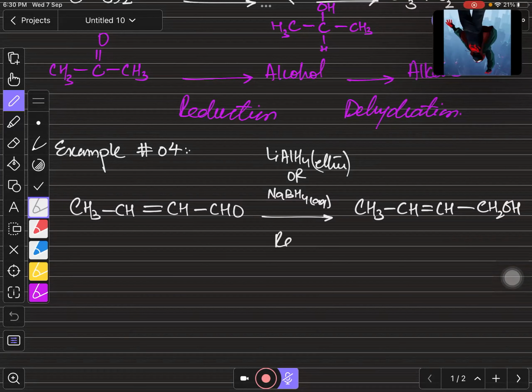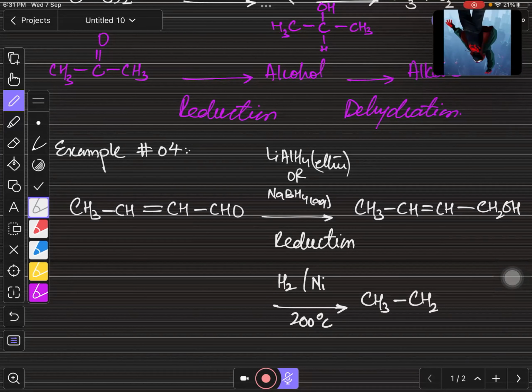This is what? Reduction. But remember, if you are doing the process with hydrogen and nickel at 200 degrees centigrade, you need to remember that this CH3 will remain the same, but this is one of the conditions you can apply on alkenes, and alkenes are going to convert into alkanes. So in this condition, the alkene is also going to be broken down into alkane, and the aldehyde is also going to convert into alcohol. This is the main thing that you need to understand with this H2 plus nickel वाली condition.